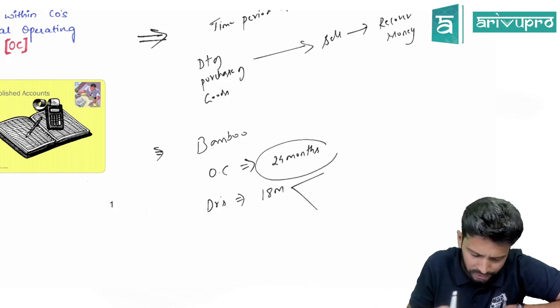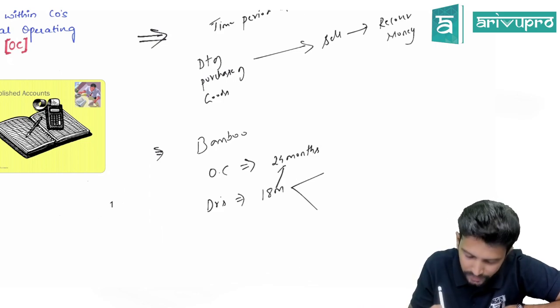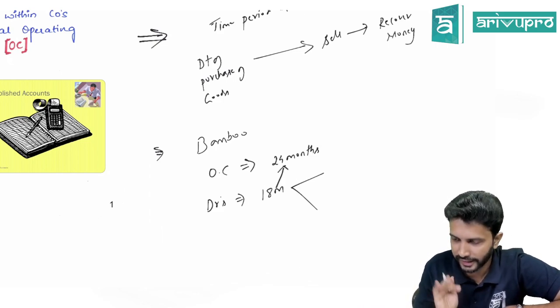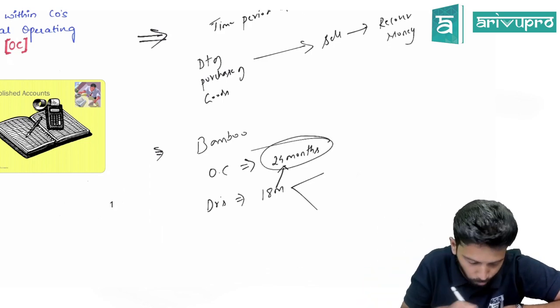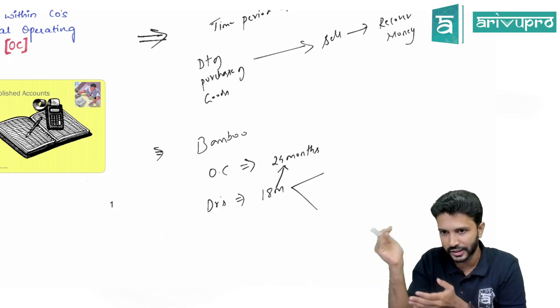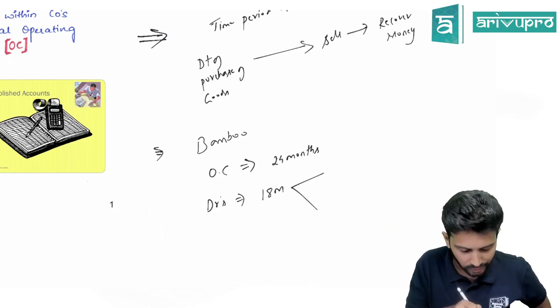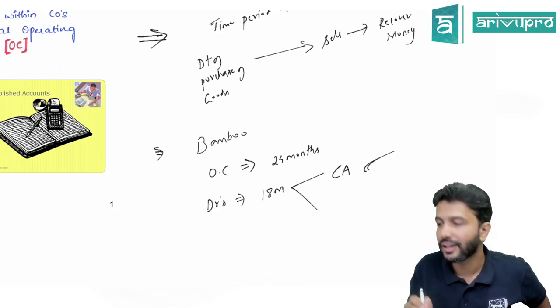It is within 24 months. This 18 months is falling within 24 months. I'm just giving you extra clarity there. It is not 24 months from the operating cycle; it is falling within that. Now, what do you think? It generally will be classified as a current asset.